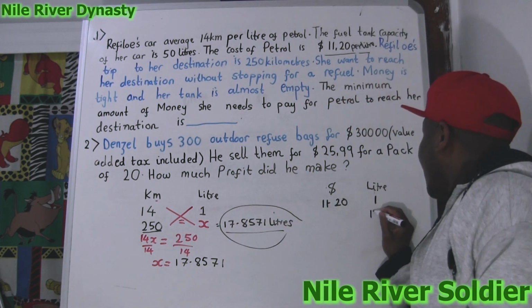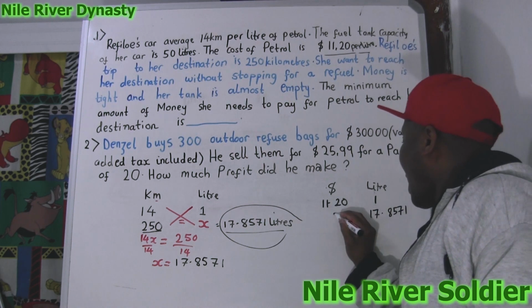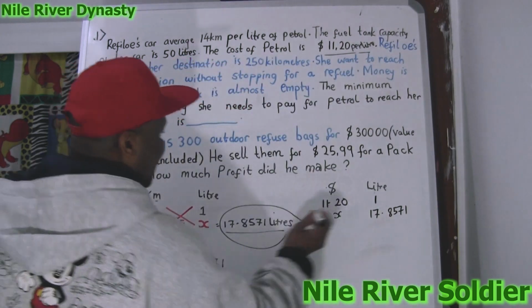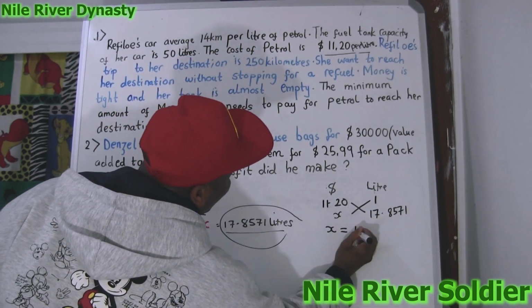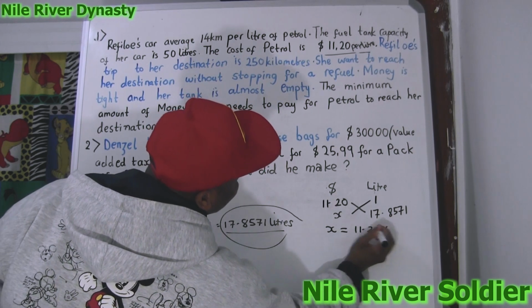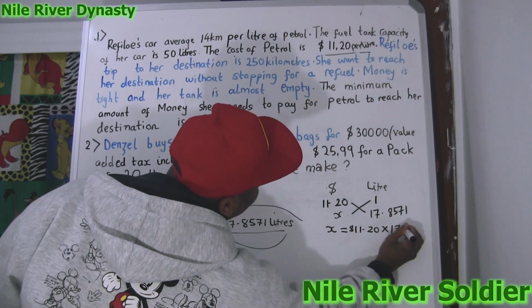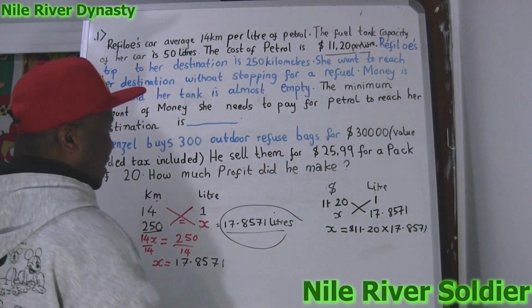So I'm going to say 17.8571. Now, how much is it going to cost? You know what I'm saying? So now we can cross multiply. Cross multiplication: x times 1 equals x, which equals 1.20 dollars times 17.8571. So take a calculator and then multiply.